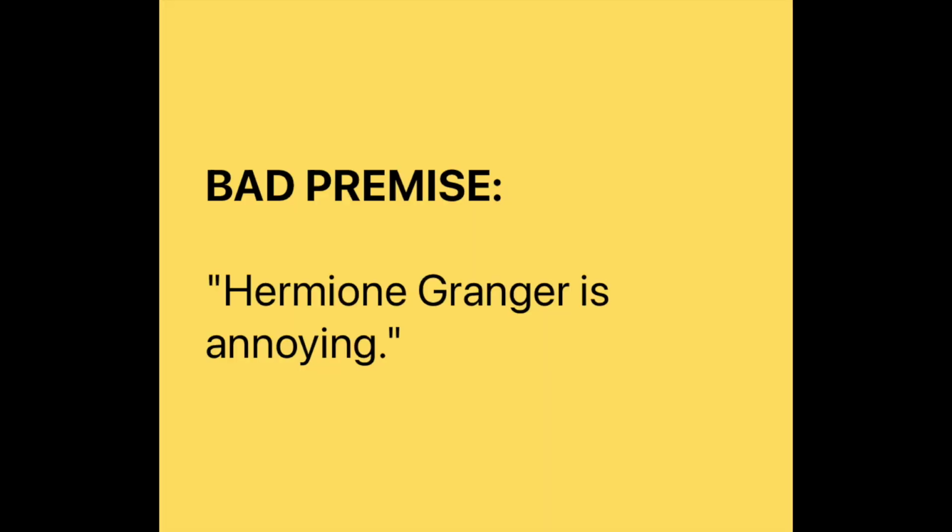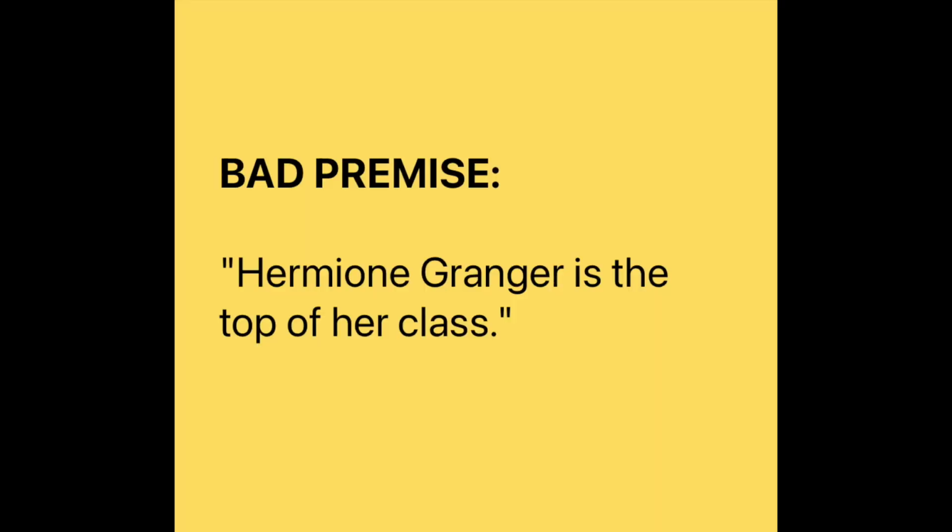So a bad premise would be something like, Hermione Granger is annoying. And the reason that that is a bad premise is because it's just a personal opinion. The reader's going to agree with it, or they're not going to agree with it. Another bad premise would be something like, Hermione Granger is the top of her class. And this premise doesn't work because it's just fact. There's nowhere to go for the rest of this paragraph. You can't develop it. You can't turn it into any kind of major idea.